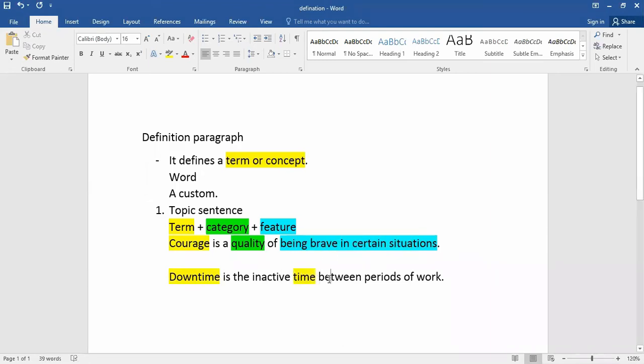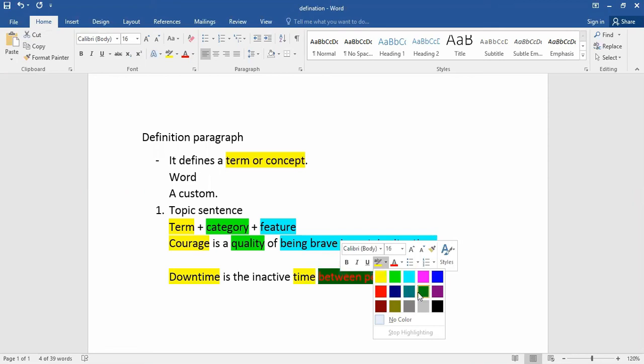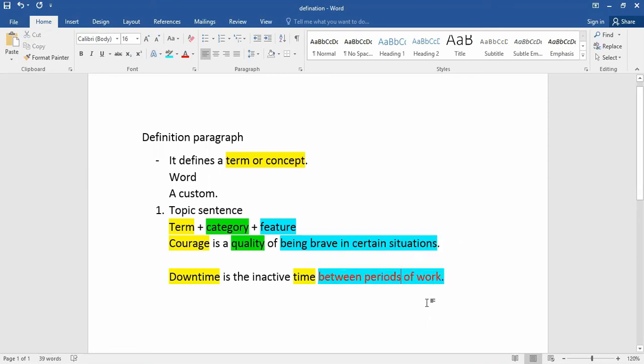So what is the important feature? What is special about downtime? How do you understand that downtime is a time? What is the feature? It is a period of what? Work. It is a period of work, or the inactive time of work. So that is the topic sentence in a definition paragraph.